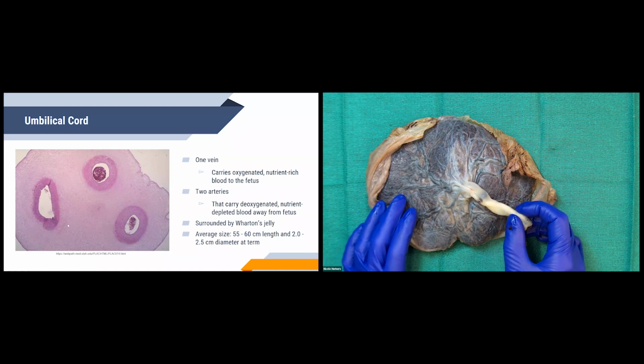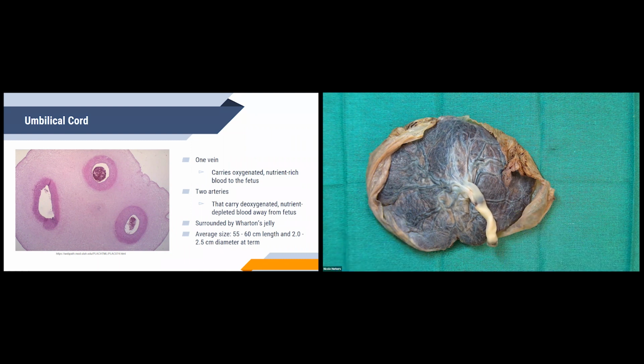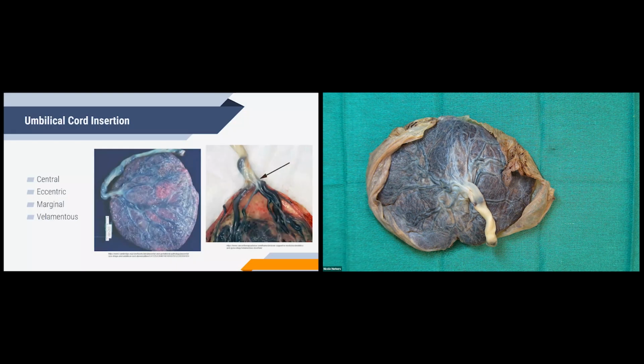The average length of the umbilical cord is about 55 to 60 centimeters, and then the diameter is usually about 2 to 2.5 centimeters at term. Occasionally, we can get a 2-vessel cord, so 1 vein and 1 artery, and this can sometimes be related to fetal anomalies, specifically those relating to fetal kidney or heart anomalies, and they can also be associated with a higher incidence of filamentous cord insertion. And we'll talk about this cord insertion on our next slide here.